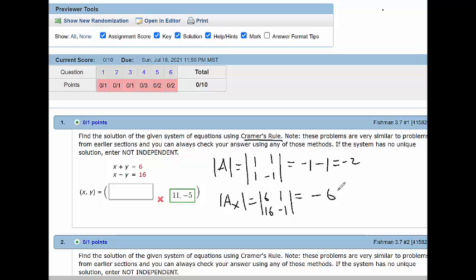Negative 6 minus 16. Is it negative 22? Yeah, that's Ax. Can you help me to find Ay now?